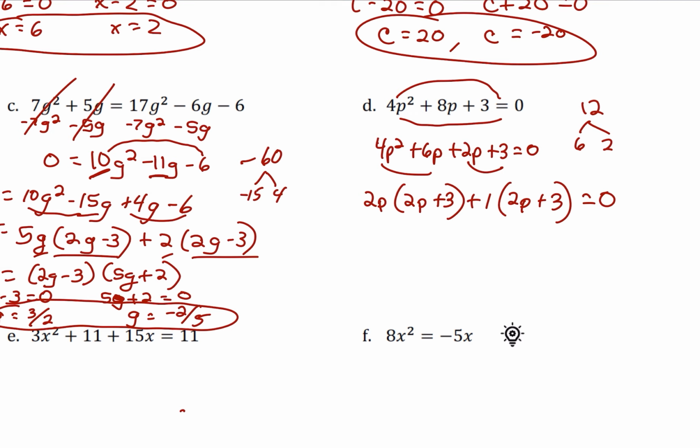We have just written it in a different form. And now I can take out the 2p plus 1 because the greatest common factor between those two terms now is the 2p plus 3. So that's equal to 0.